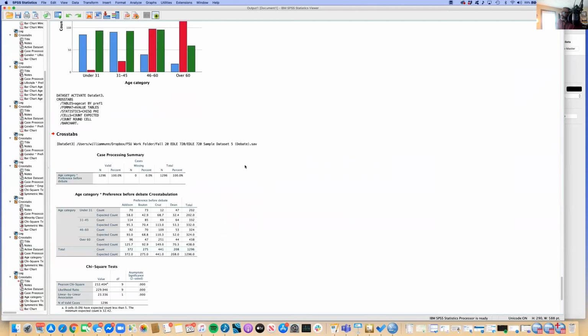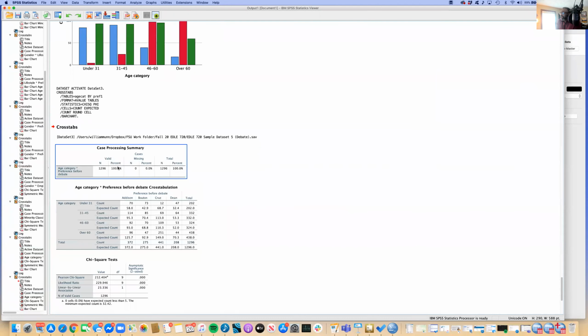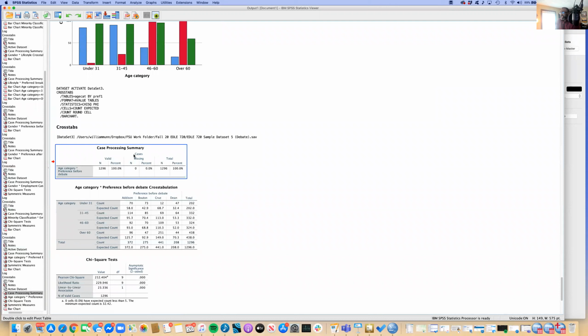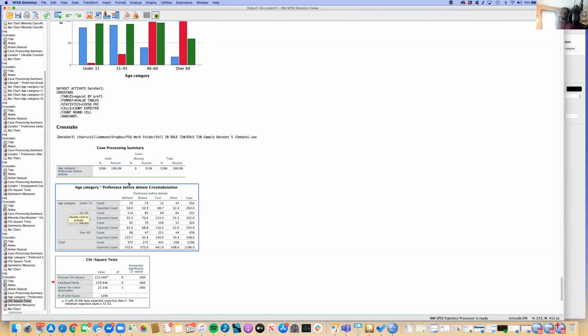Okay, so right off the bat, we go down here, we look at our case processing. We knew that there were 1,296 respondents. And we go down to the chi-square test, and the first thing we always check for is significance. And we see here, again, and you're not always going to see this in a data set, so we're knocking it out of the park today, that this data set is significant, all right? This relationship that we think is there is indeed significant, okay? So there is a relationship between age category and candidate preference before the debate.